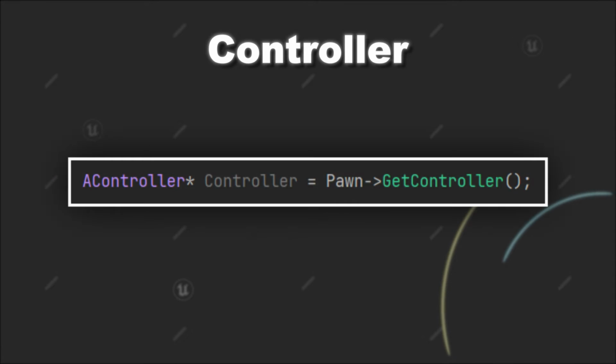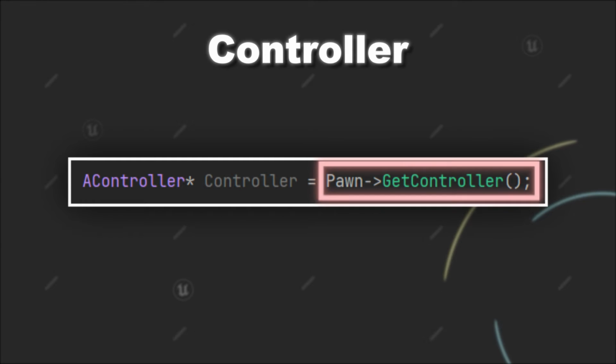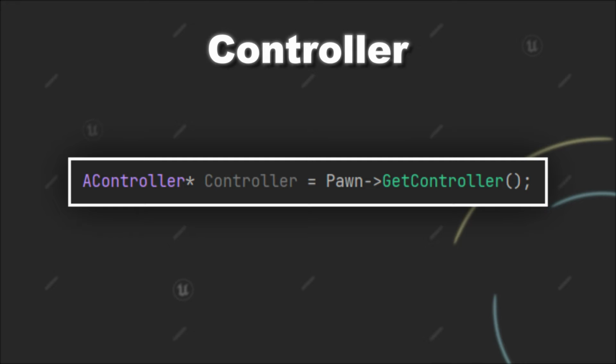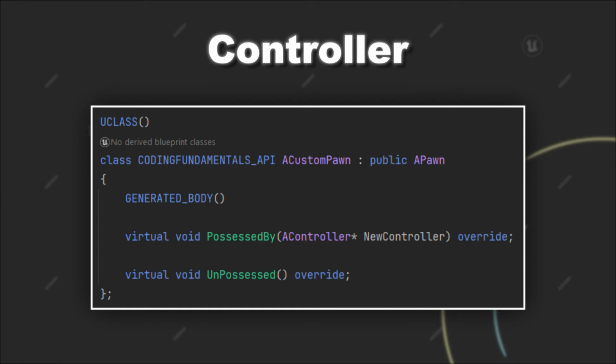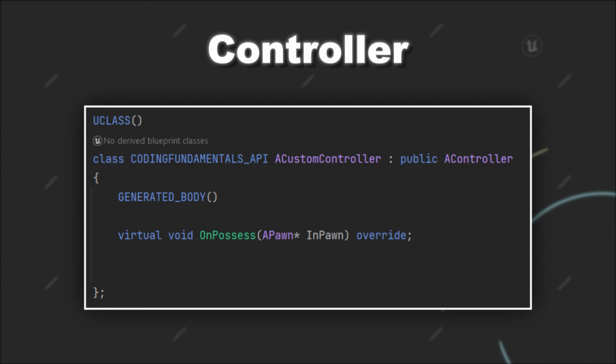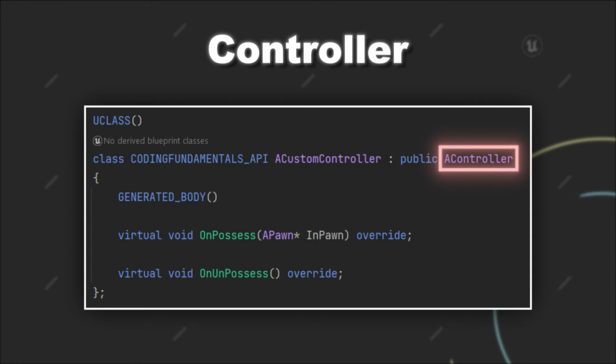And when you check out a pawn instance, you will see that you have access to the getController function that returns the current controller for this pawn. Additionally, you can override the functions PossessedBy and UnpossessedBy inside a custom pawn, which lets you add functionality when a connection to a controller is established or terminated. The functions OnPossess and OnUnpossess can be used for the same purposes, but inside the controller itself.